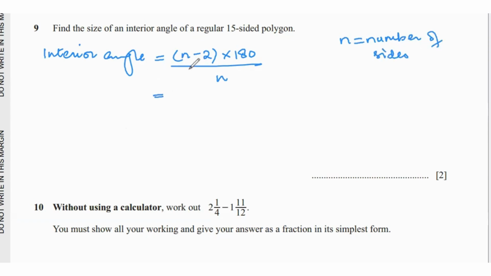So that's going to be (15 minus 2) times 180 divided by 15, which equals 156 degrees.